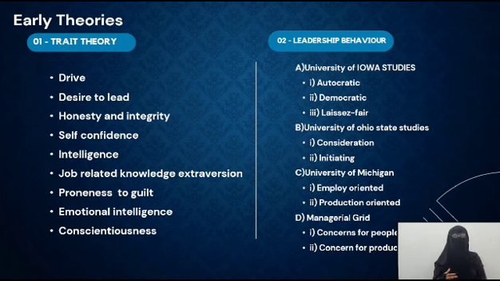University of Michigan studies examined the leadership style that produces the highest employee satisfaction and productivity. The studies categorize leadership style as either employee-oriented or production-oriented. Employee-oriented leaders emphasize human relations, and production-oriented leaders focus on the task.